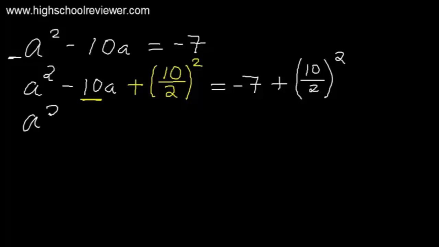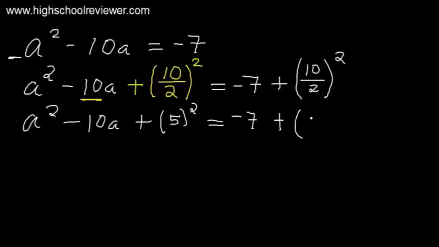a squared minus 10a plus 10 divided by 2 is 5. This will be 5 raised to the power of 2 equals negative 7 plus 5 raised to the power of 2.